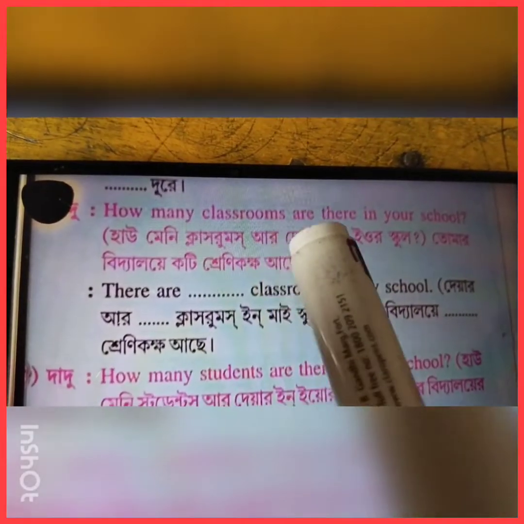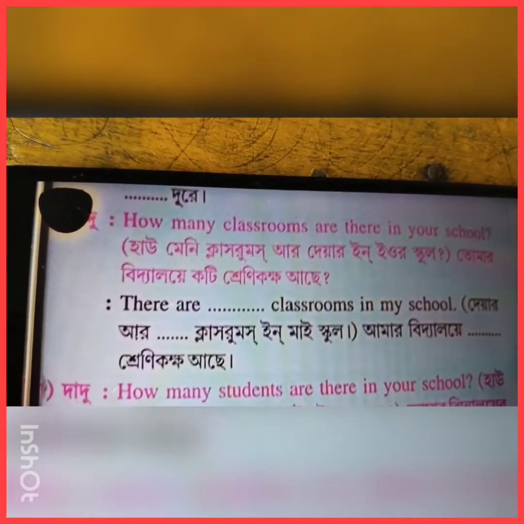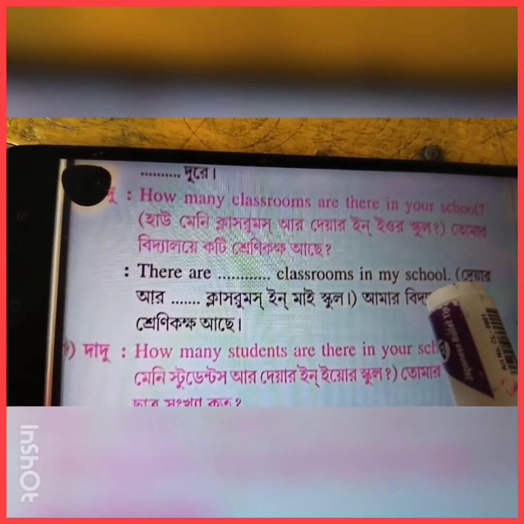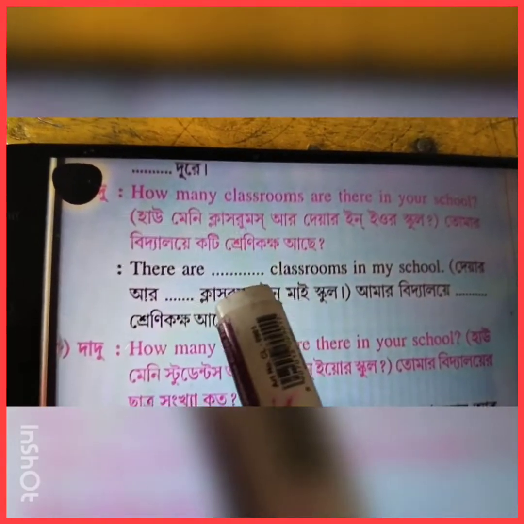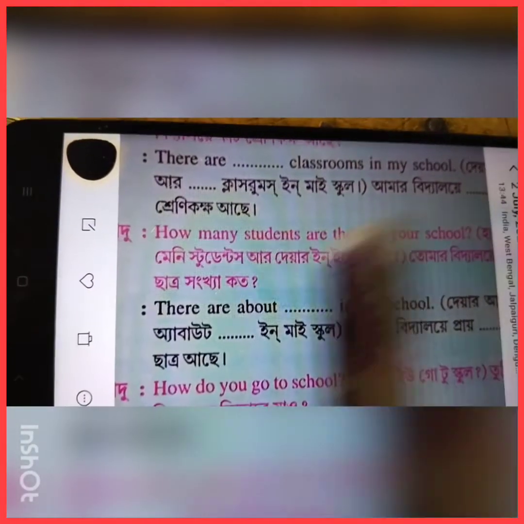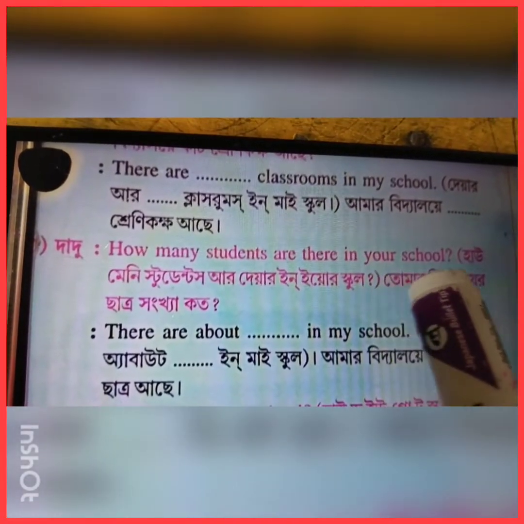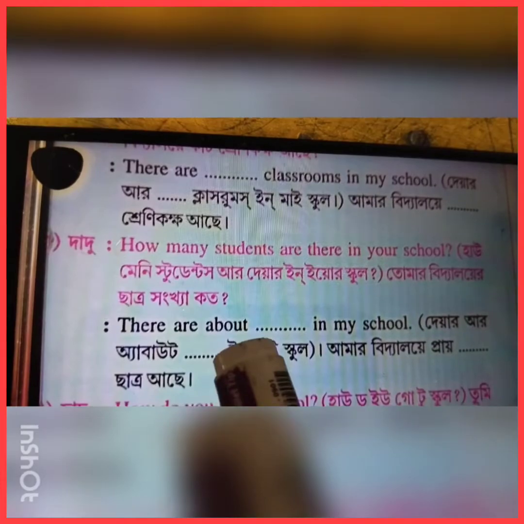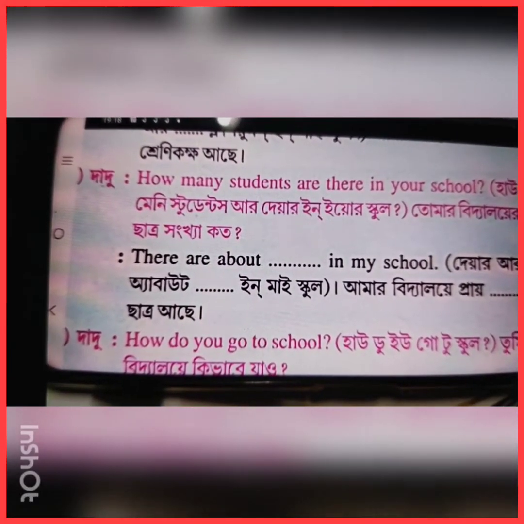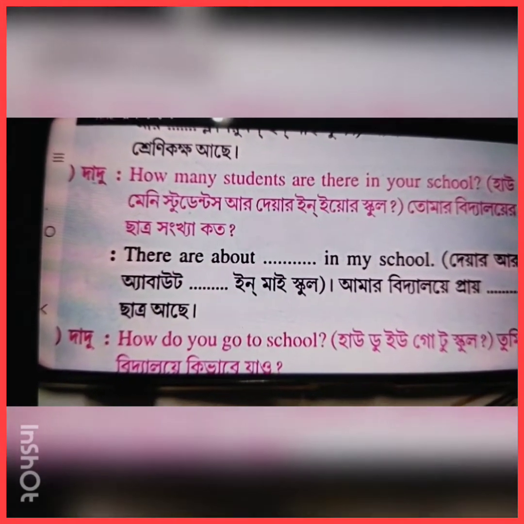How many classrooms are there in your school? There are 10 classrooms in my school. Okay, there are 10 classrooms in my school. Next, how many students are there in your school? There are about 30 students in my school. Okay, so there are about 30 students in my school.